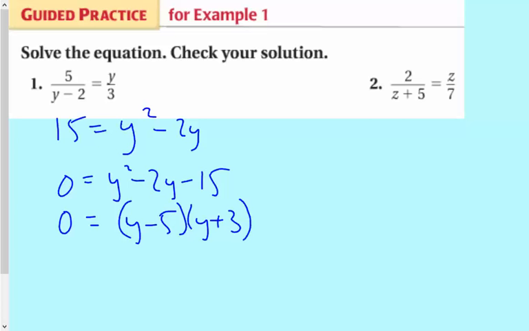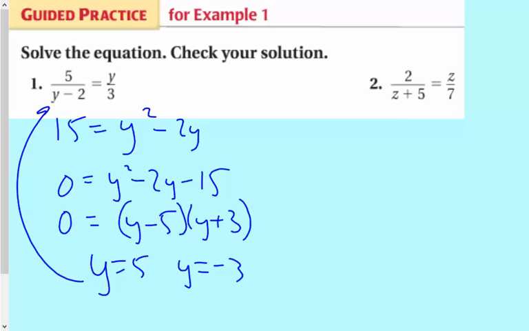And then I will solve. So y equals 5, y equals negative 3. When I plug these back in for y in the denominator, we're good to go. I'm not going to do this one. It's the same exact problem.